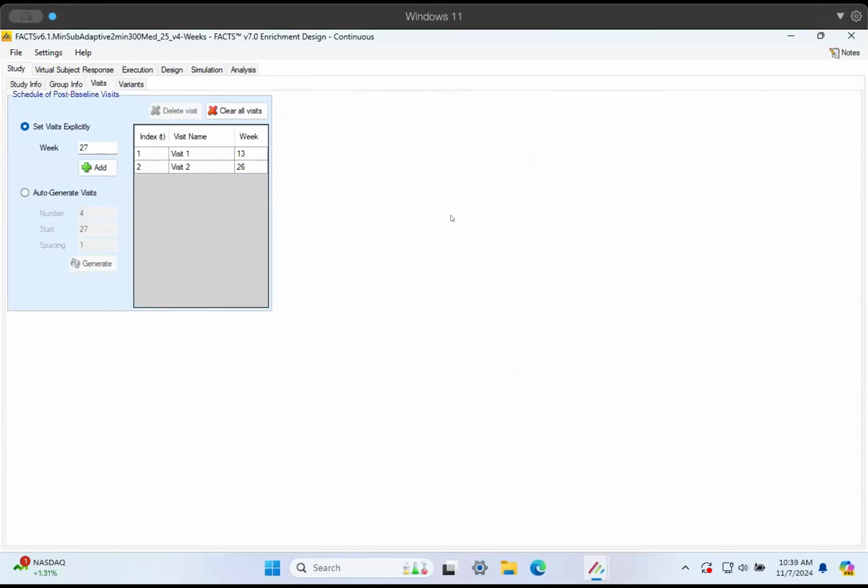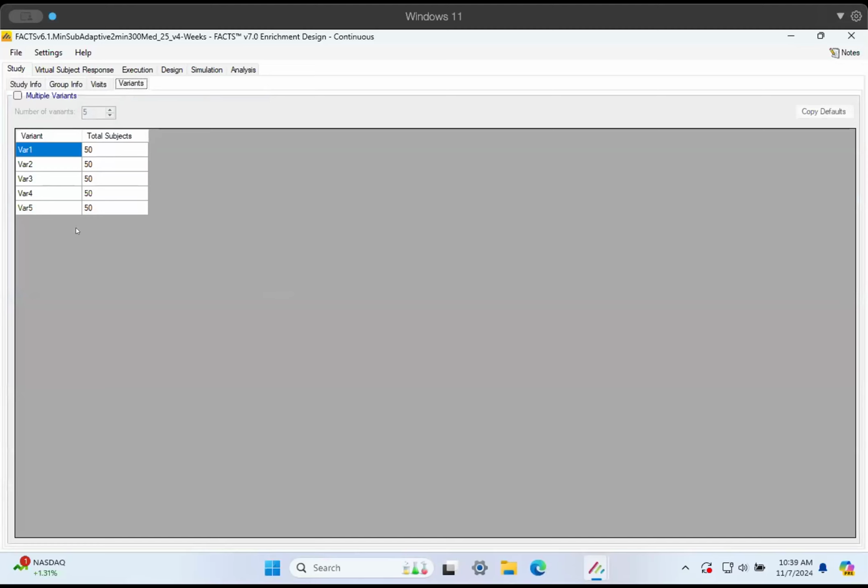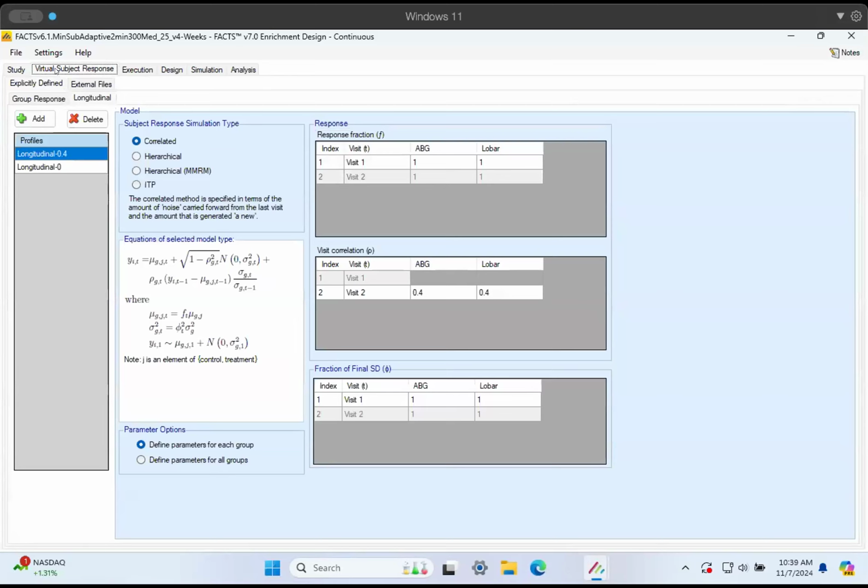Visits, this is where we put in our 90-day and 180-day outcomes. So week 13 is going to be our 3-month outcome, our 90-day outcome. Week 26 is going to be our 180-day outcome. And we're not using variance right now. This design has a sample size of 300 total subjects. I'm sure when they were simulating it, they used this tab a lot to help them decide on what that sample size should be, but we're not going to use that today.